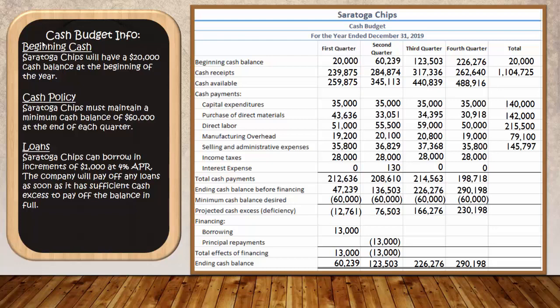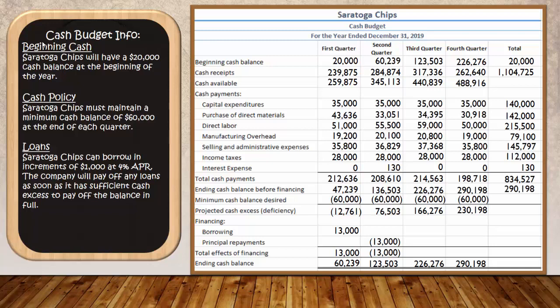We paid $145,797 for selling and administrative expenses. Our total income tax payments were $112,000, and we had interest expense of $130 during the year. All I'm doing is summing up the rows for each respective expenditure, meaning that our total cash payments during the year were $834,573.